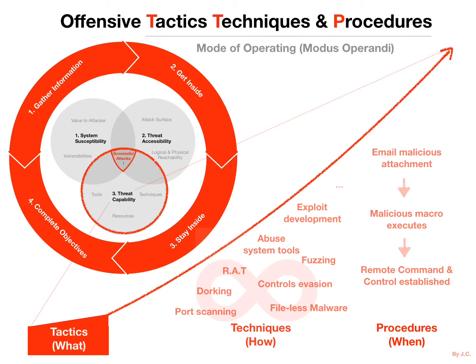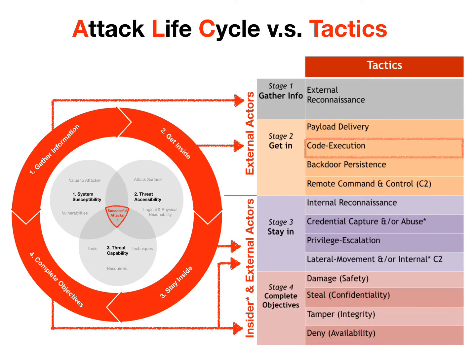Tactics are the sub-objectives that require techniques. Techniques are the specific methods targeted at various subsystems or targets. Procedure is the sequence of techniques that are used together to achieve the tactics. There are various offensive tactics related to each stage.